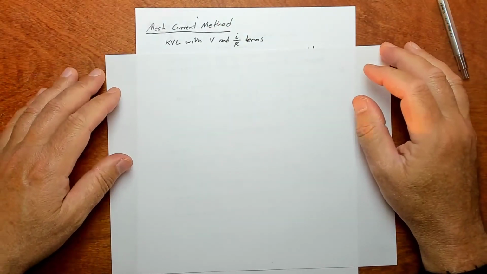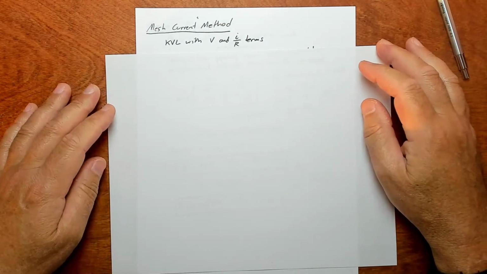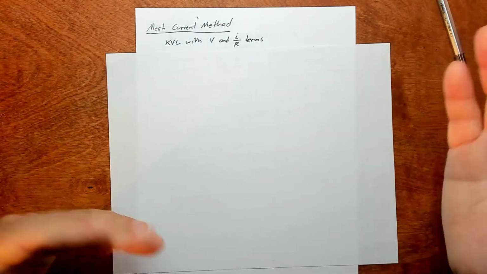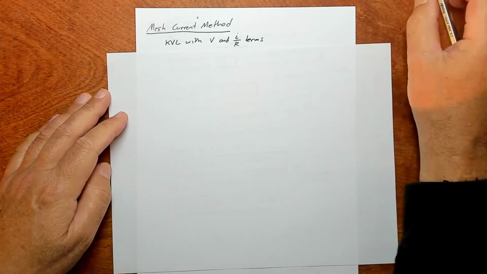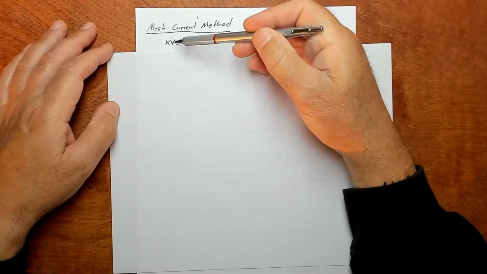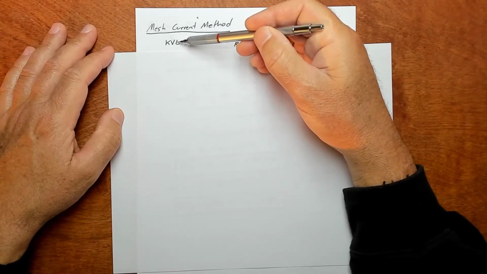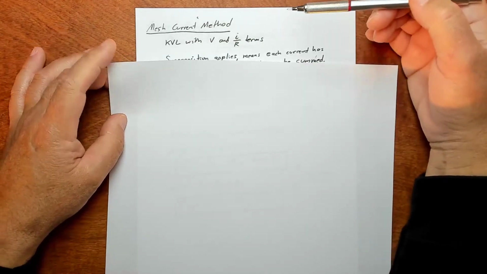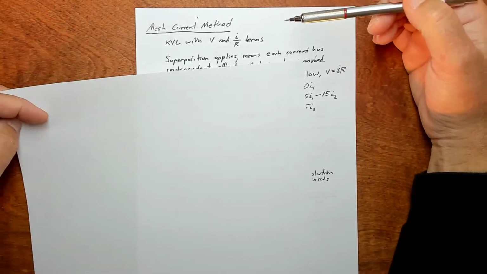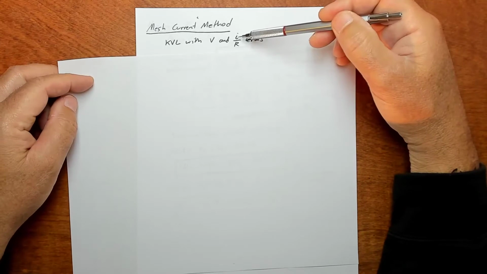The second method for this chapter is something called mesh current method, which is sort of the flip side, the analog, you might say, the flip side of the previous method. So what we're doing here is we're using Kirchhoff's voltage law, or KVL, but we're using V and I over R terms, mostly I over R terms. We express the final expressions with a lot of I's.